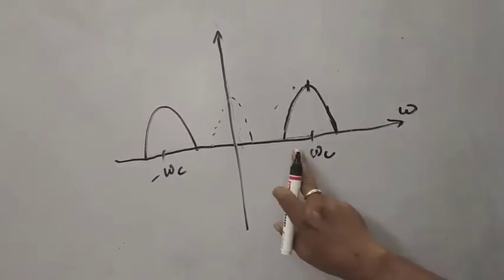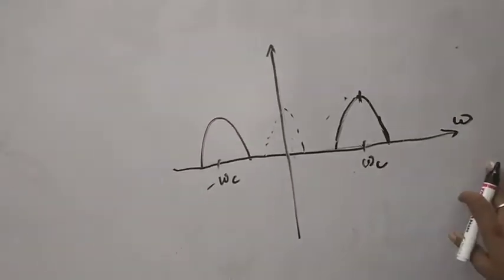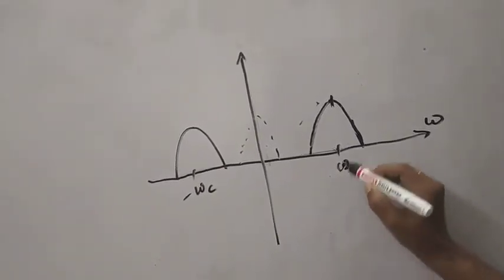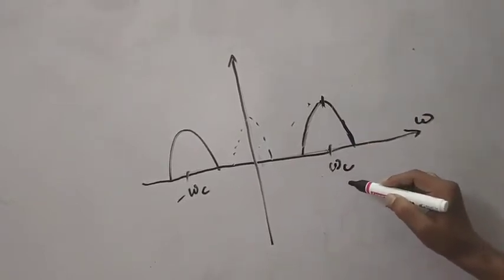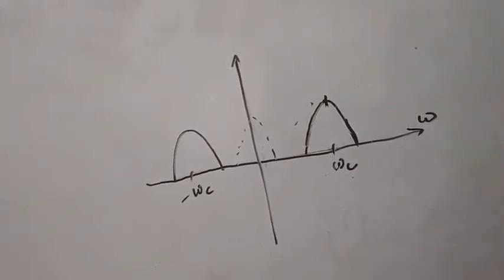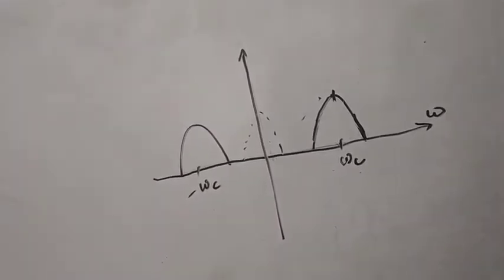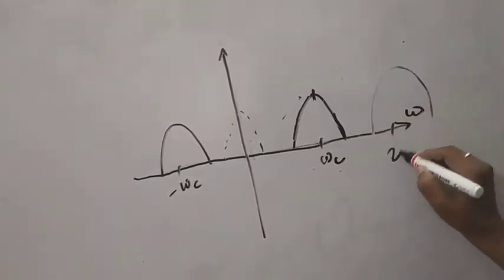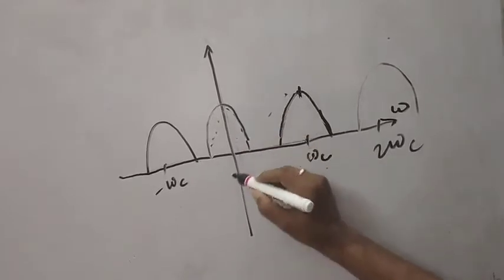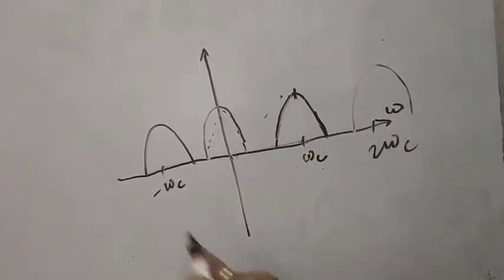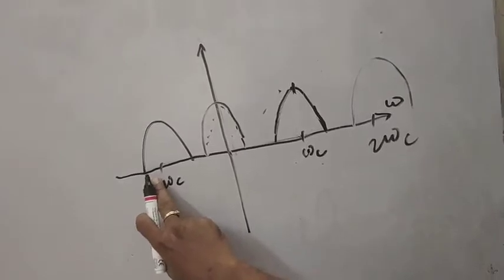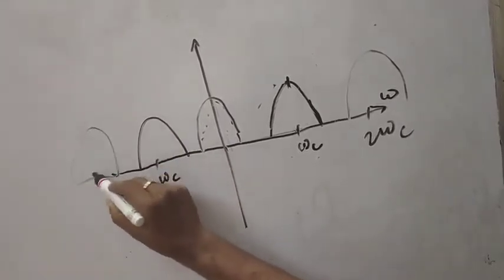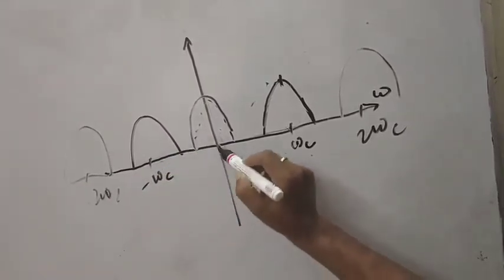Similarly, can we not shift this signal to here and to 2 omega c if we multiply it once again by cos omega ct? Obviously we can. If you multiply this spectrum by half of e to the power j omega ct plus e to the power minus j omega ct, that means cos omega ct, this will shift to two other places. One will be centered at 2 omega c and another will be centered at omega equal to 0. Similarly, if you shift this and multiply by cos omega ct, this part will go to minus 2 omega c and this part will go to 0.